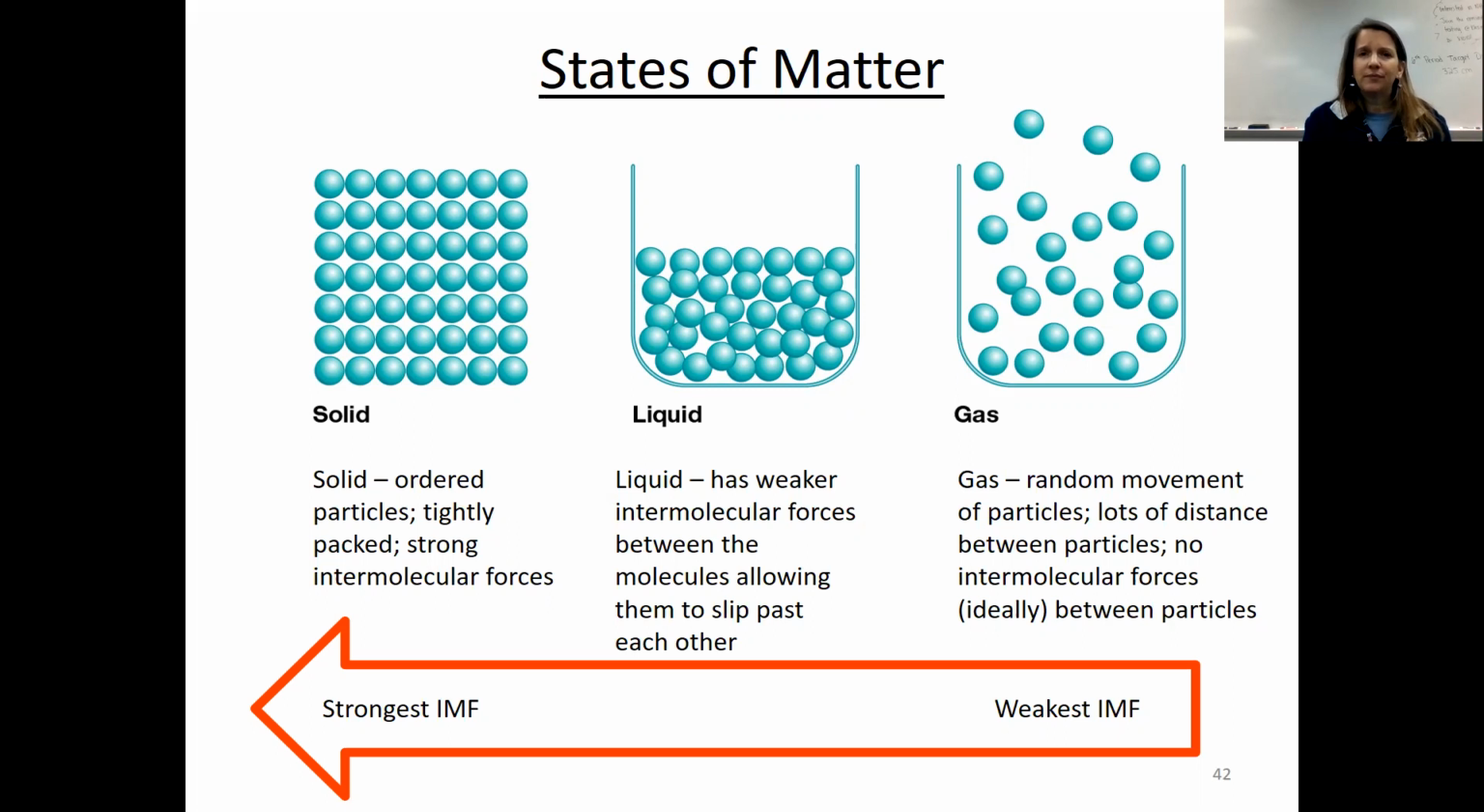Anyways, so when you're comparing solids, liquids, and gases, and trying to tie in the inter and intramolecular forces, your strongest IMFs would typically form a solid state of matter. Your weakest IMFs are typically going to form gases.